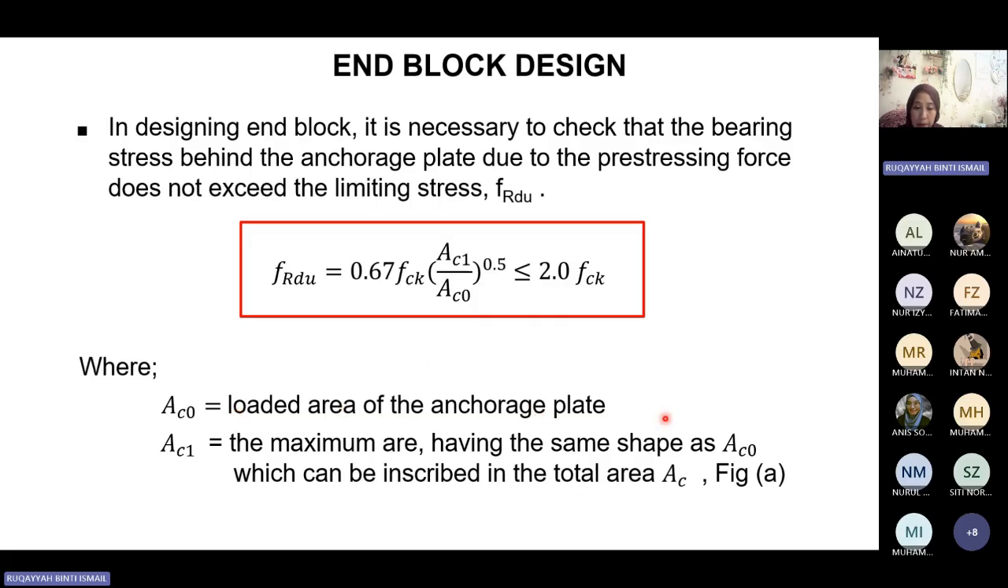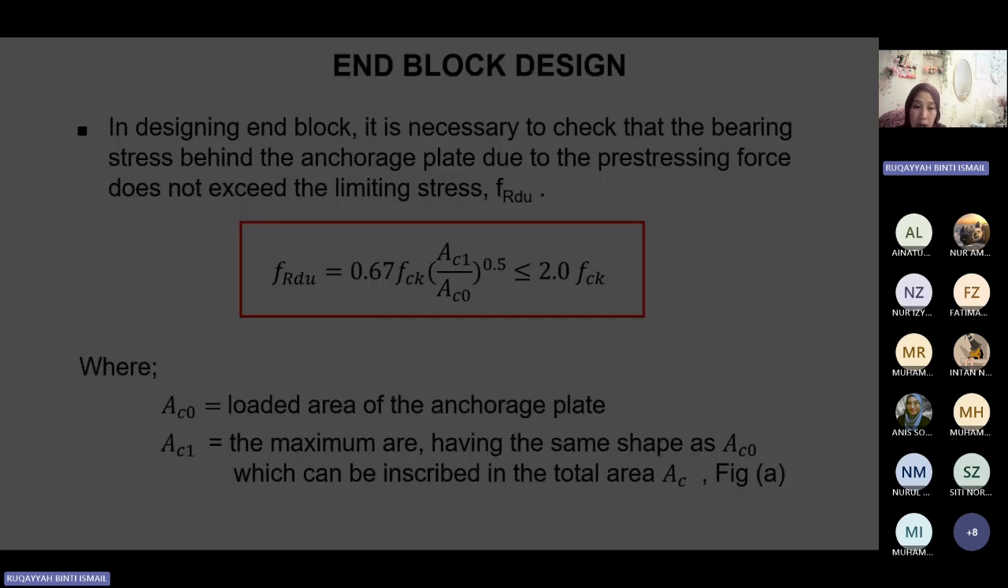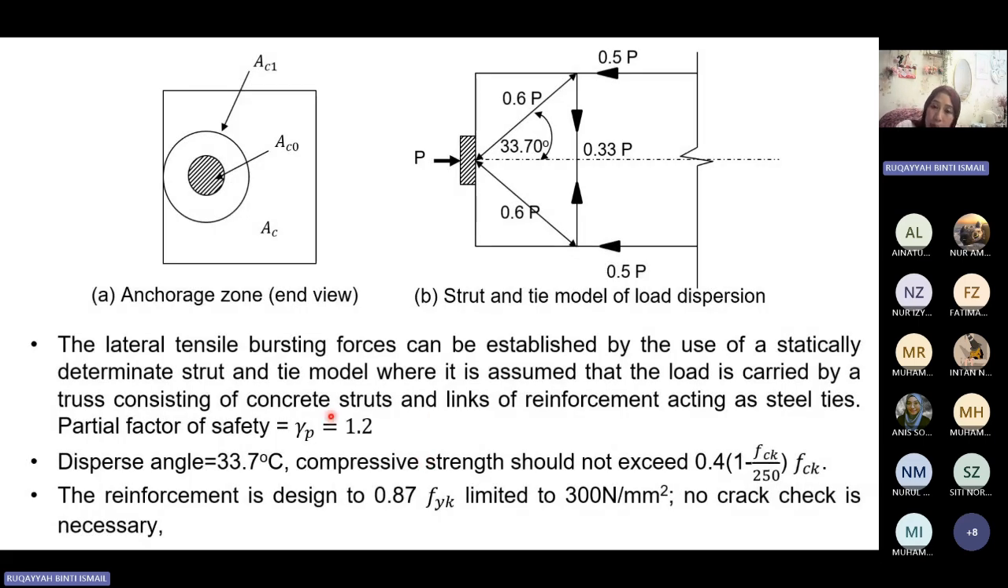Ac0 is the loaded area of the anchorage plate. Ac1 is the maximum area, having the same shape as Ac0, which can be inscribed in the total area Ac. So this is where it identifies the position of Ac0, Ac and Ac1. Technically it classifies itself in terms of the area.